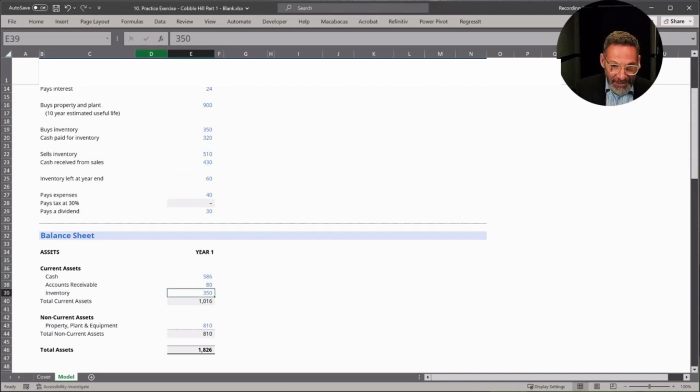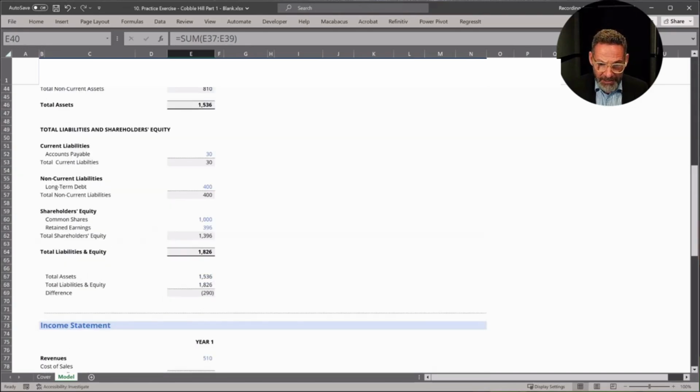So that means we have 350. We know there's 60, so we've sold 290. So what I'm going to do is I'm going to put an equal sign there. I'm going to minus 290. So we're decreasing an asset. That would be a credit. We know that there's 60 left at year end, but that 290, remember, is the expense or the cost of goods sold. So our balance sheet's not going to balance.